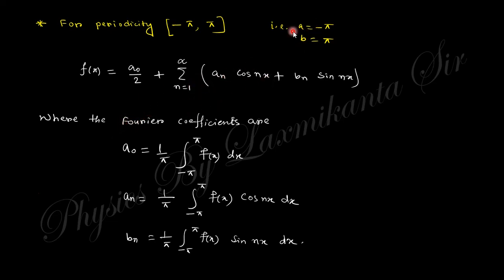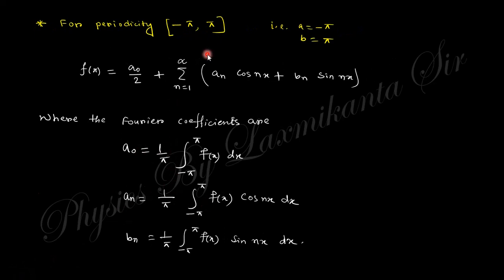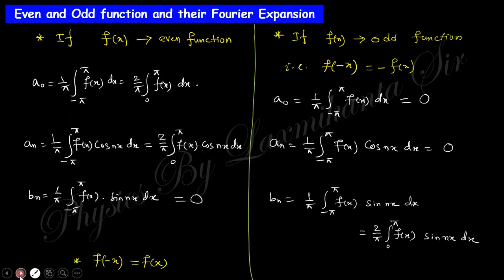You can put a equals minus pi, b equals plus pi in this expression, or you can put L equals pi in this expression. You will get this. This will be very important because most of the questions are asked in this range, minus pi to plus pi. That's why we retain this expression. Okay, so I think it is clear about the Fourier series. Now let's learn about the even and odd function and their Fourier expansion.